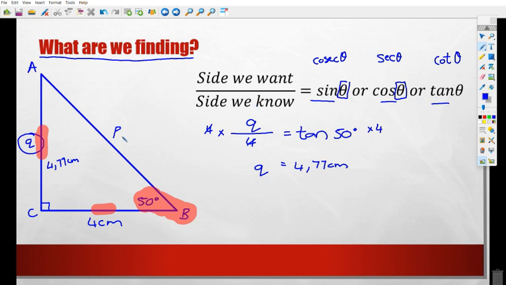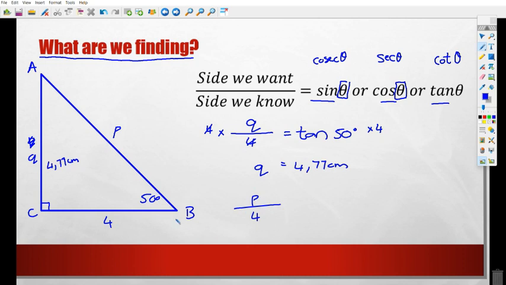So if I'm finding P now, we always want to say what? The side we want. We want P. Let me just clean these up a little bit. So that's Q. This was 4, that was 50, that was P. So we want the side we want, which is P, over the side we know, which is 4.